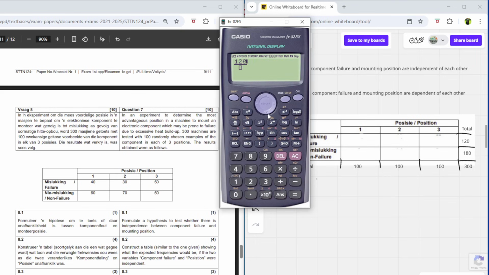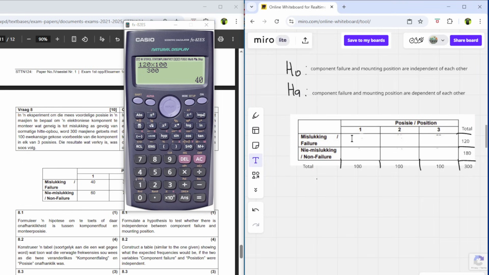120 times 100 divided by 300, the answer is equal to 40. So the answer here for this is going to be 40.